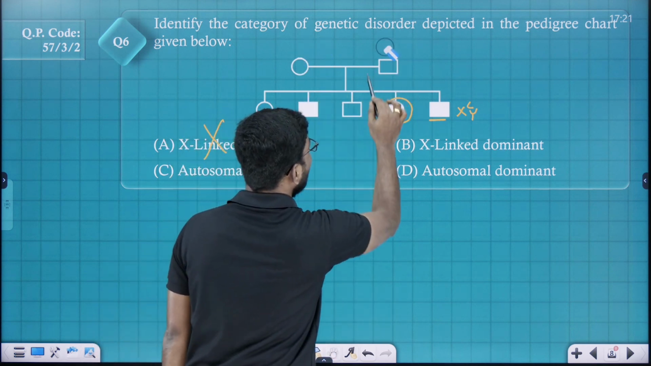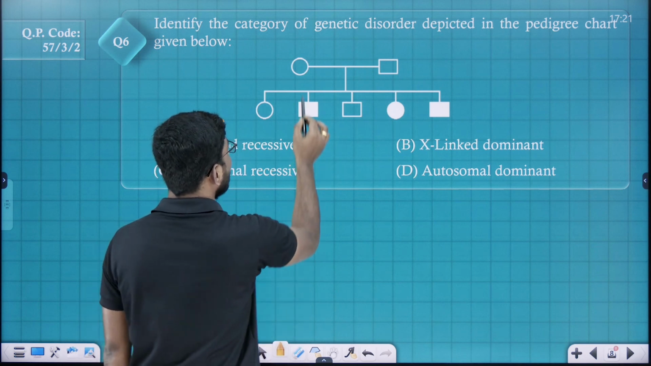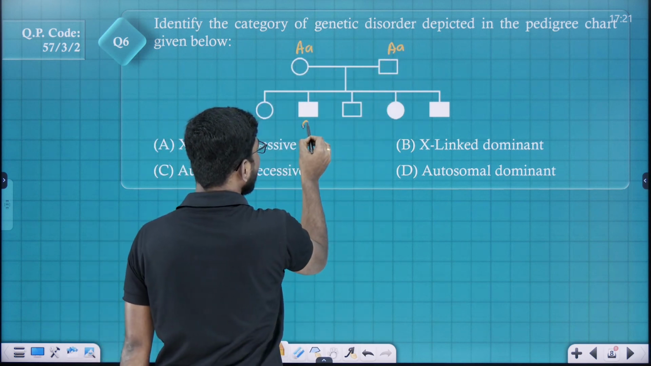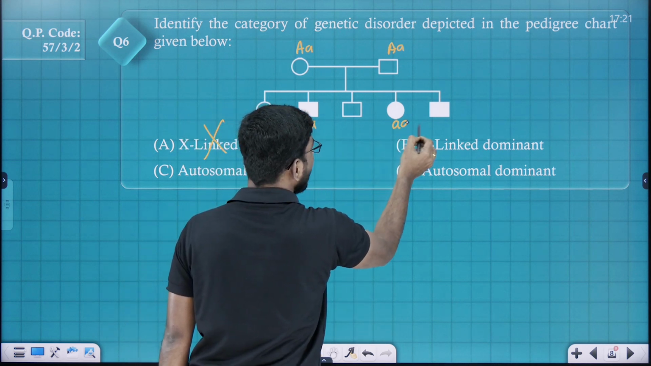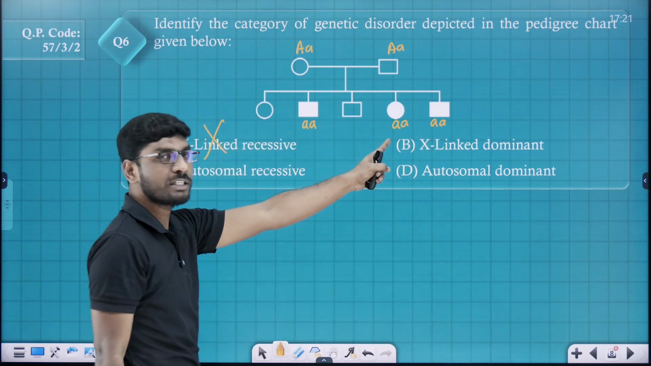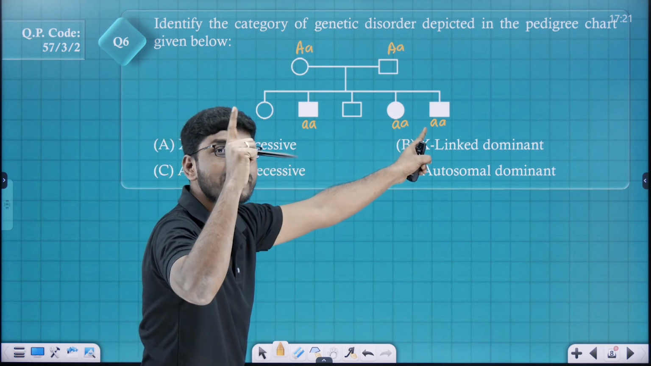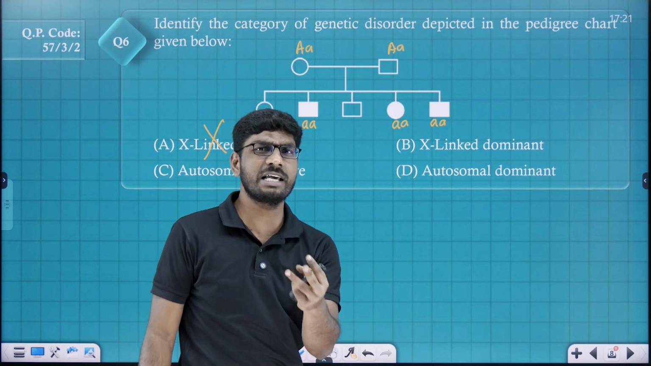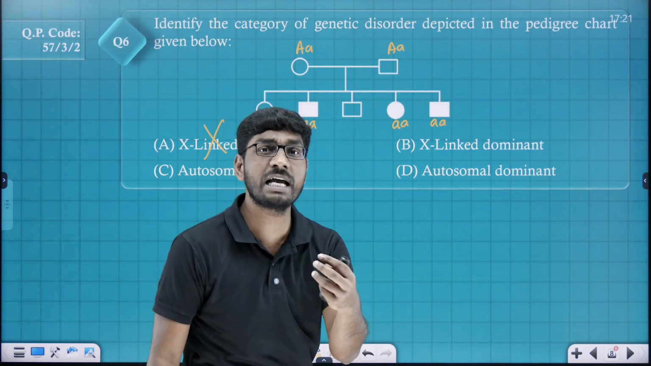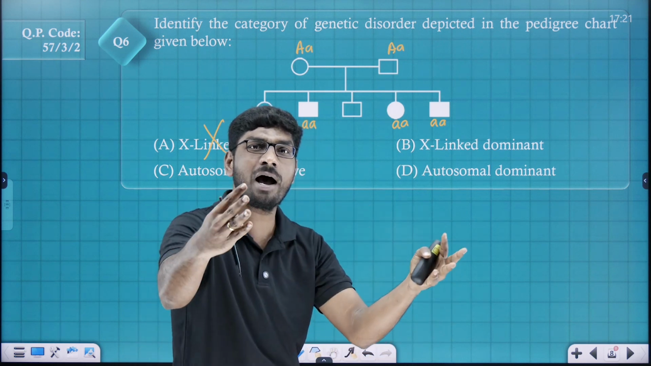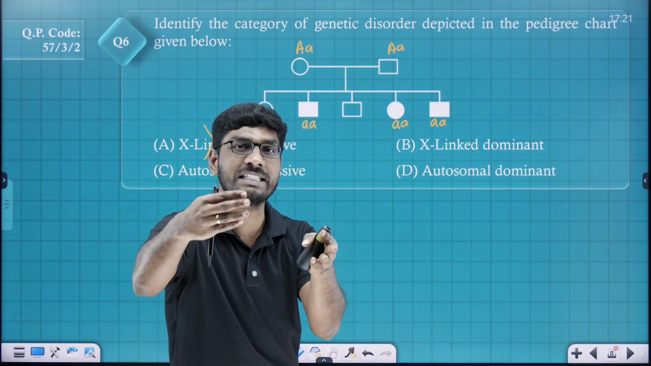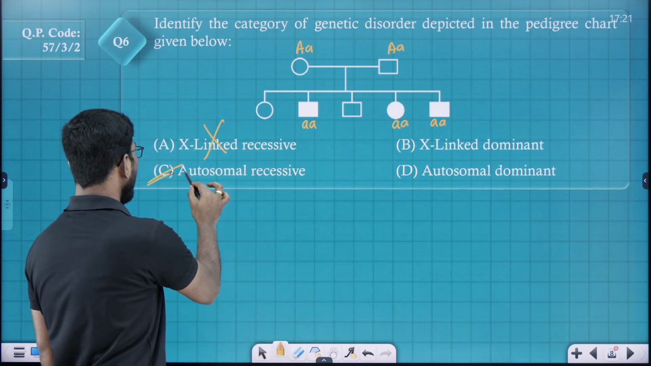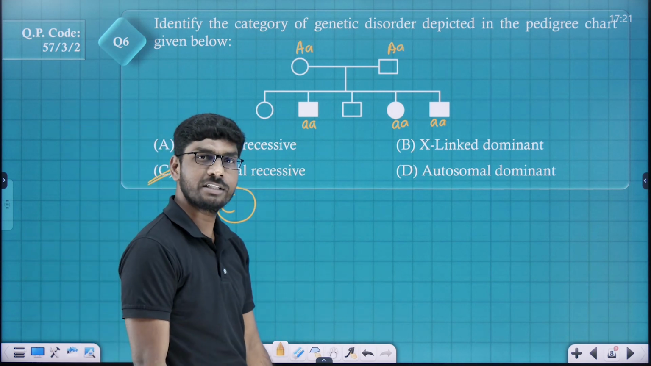So I can write, both parents are unaffected. So shall I write here capital A, small a, capital A, small a. This boy is small a, small a. Why small a, small a? When both genes are in recessive condition, the disease will be expressed. Sickle cell anemia, thalassemia, cystic fibrosis, phenylketonuria, these all are autosomal recessive. Albinism is also autosomal recessive. So I can go with option C as the correct answer.